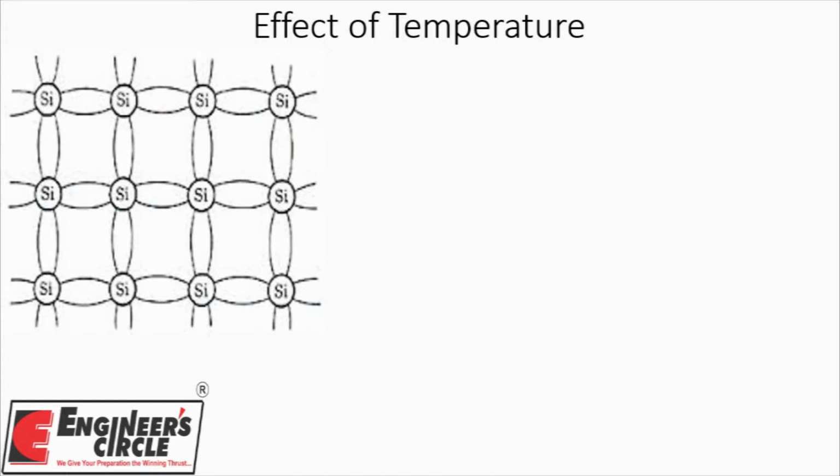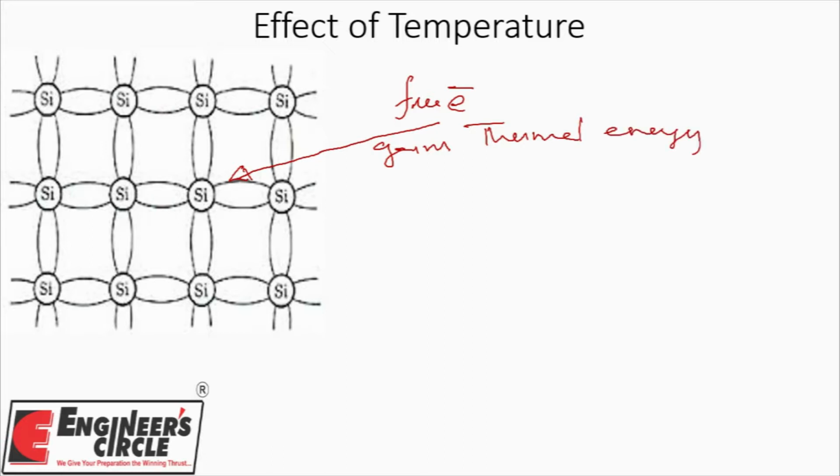So what is the effect of temperature? Assume that we have a free electron here. The free electron gains thermal energy and collides with this silicon atom. What happens is this bond can break. So this covalent bond will break. When a covalent bond breaks, there is one free electron created. So there is a free electron available here.